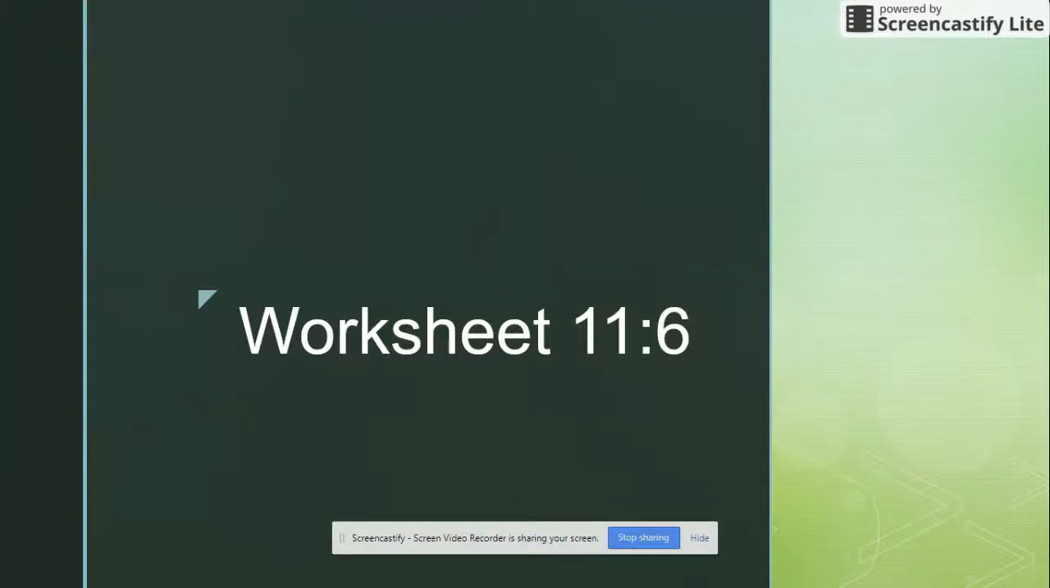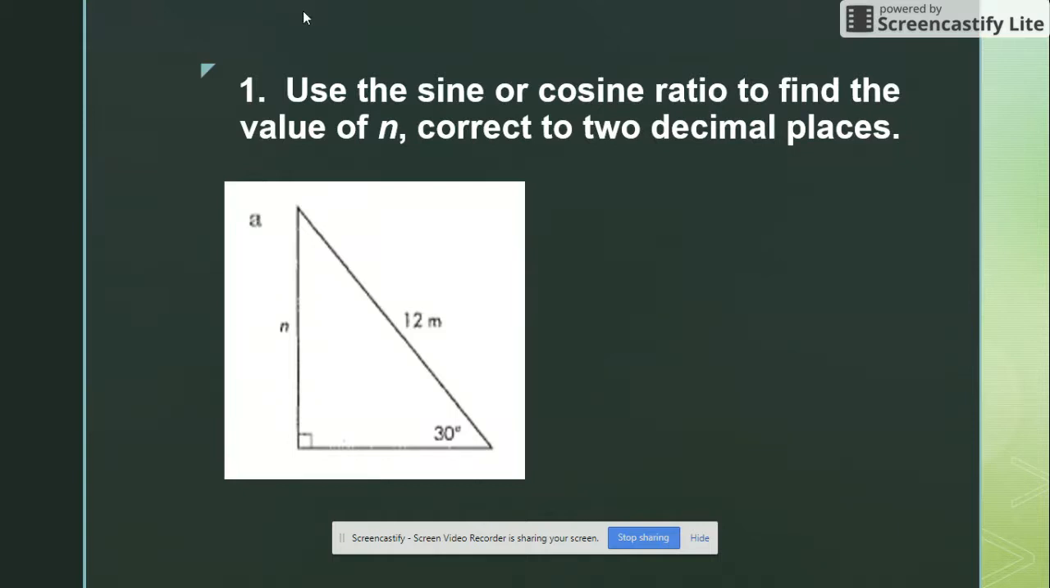All right, so we're looking at worksheet 11.6 now. Please make sure you put that heading up. Now it says use sin, cos or tan to find the ratio of the n correct to two decimal places. Right, so we've got to look here.